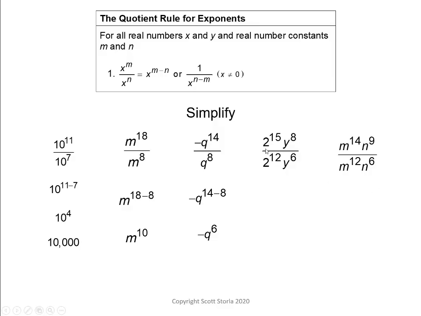For the next, I have two bases, 2 and y. For the base of 2, I'll subtract 12 from 15 and get 3. For the base of y, I'll subtract 6 from 8 and get 2. Usually we'll simplify 2 cubed to 8. For the last one, I'll have a base of m with an exponent of 14 minus 12, which will be 2, and a base of n with an exponent of 3 after I subtract 9 minus 6.